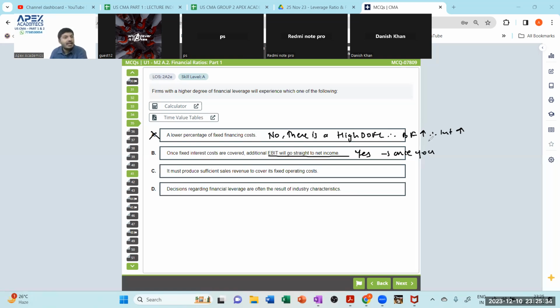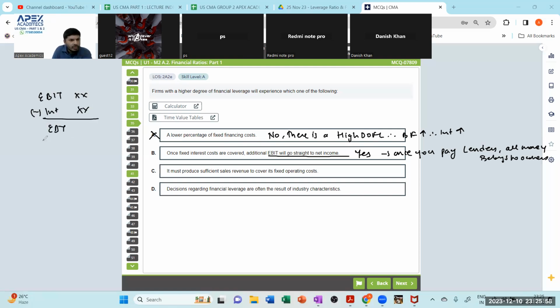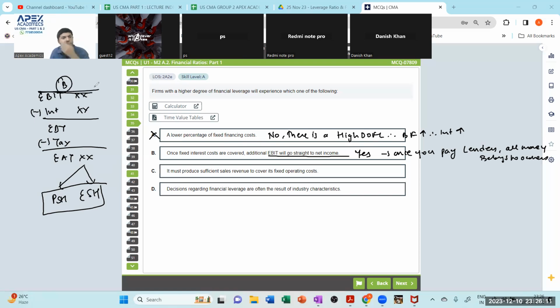Remember, I had written this. There are two people who will eat, outsiders and owners. This is the same thing. Once you pay lenders, all the money belongs to whom? It belongs to owners. EBIT minus interest, what is left? EBT. On this amount you deduct tax, and what is left? EAT. To whom will this EAT go? It will go to the preference shareholders and equity shareholders, right? Yes or no? Are you with me on that? Yes, sir. Agreed? Yes, sir.